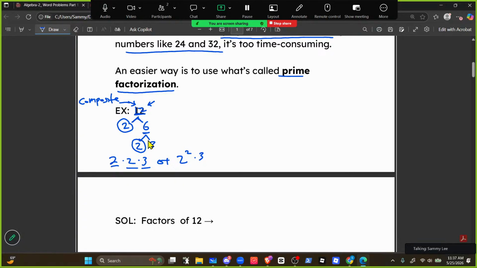Okay, so at the very end of this process, you're going to be at what's called the leaves of the prime factor tree. And they're all prime numbers.